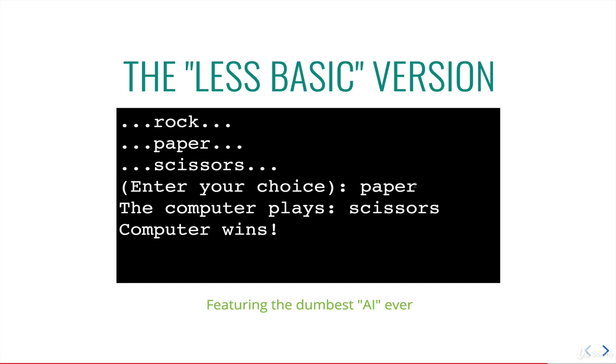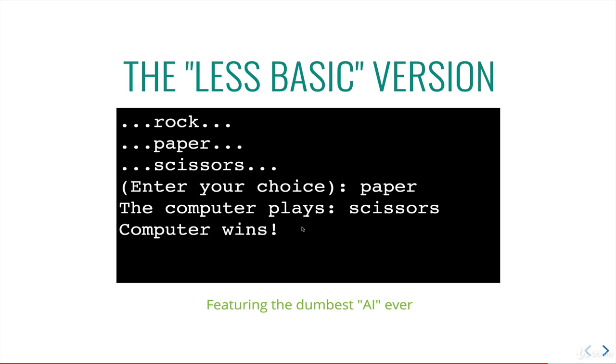So I entered paper, and then the computer picked randomly scissors. So the computer beat me. The AI, which is a bit of a stretch to call it that, the computer opponent just picks a random move every time. Now the thing is, we haven't learned how to do that.